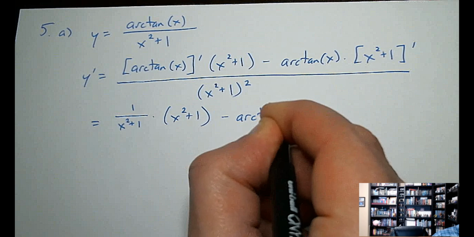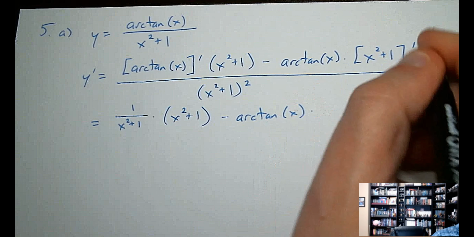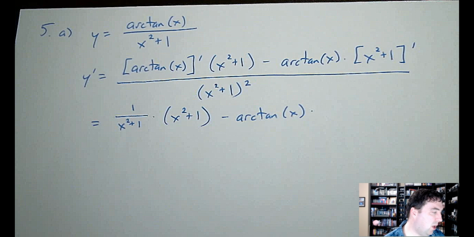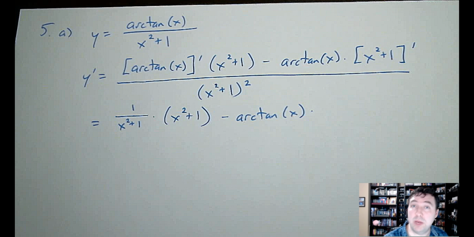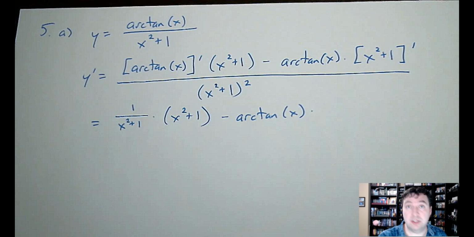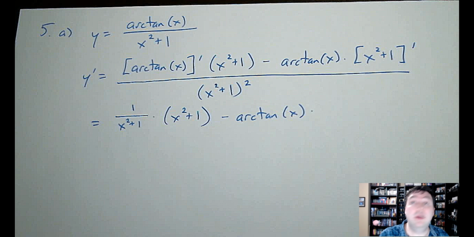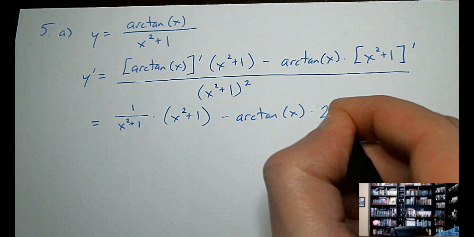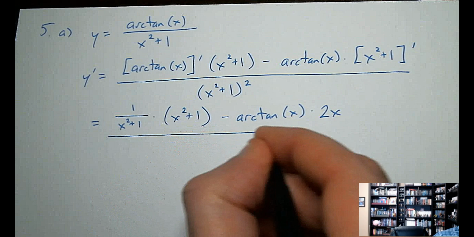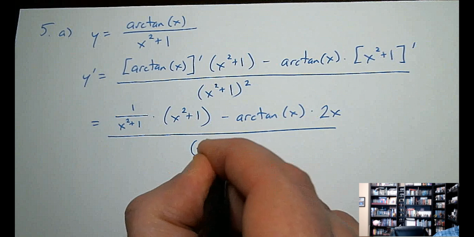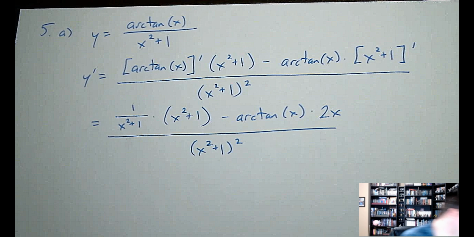And then we've got minus arctan x times the derivative of x squared plus 1. Well, x squared we can differentiate using the power rule. It's just 2 times x. And then the plus 1, because it's a constant term, we know that has to differentiate away to 0. So we're just going to multiply by 2x. That's all divided by x squared plus 1 all squared.